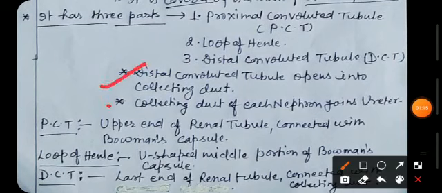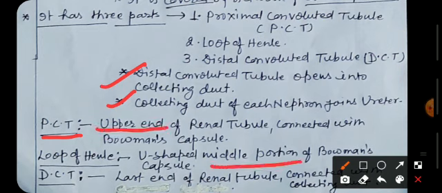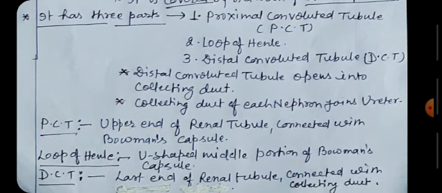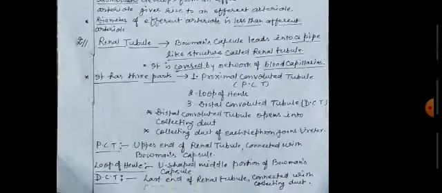So what is PCT or the proximal convoluted tubule? It is the upper end of renal tubule connected with Bowman's capsule. Loop of Henle is the U-shaped turn or the middle portion of the tubule, whereas the last end of this tubule is the DCT, distal convoluted tubule, that is connected with collecting duct.